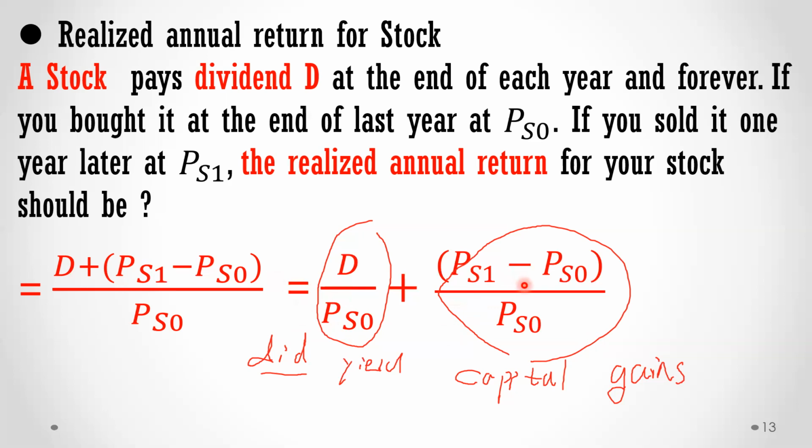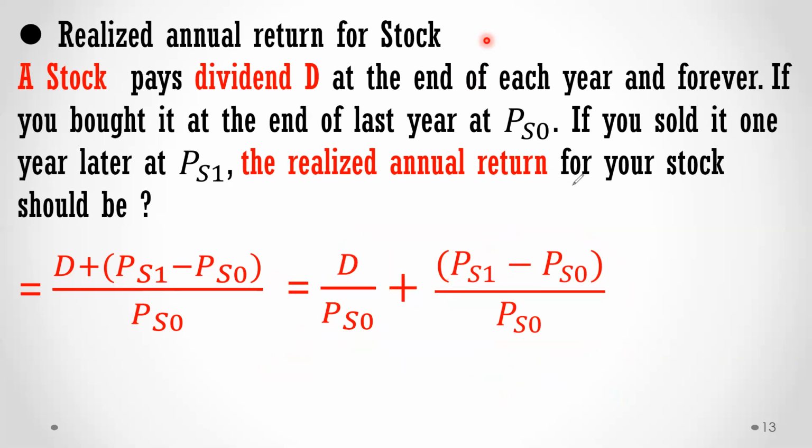So the takeaway from this equation: the gain from stock investment has two sources. One is dividend payment, another is capital gain. Okay, so then we can quickly calculate the stock's realized return.